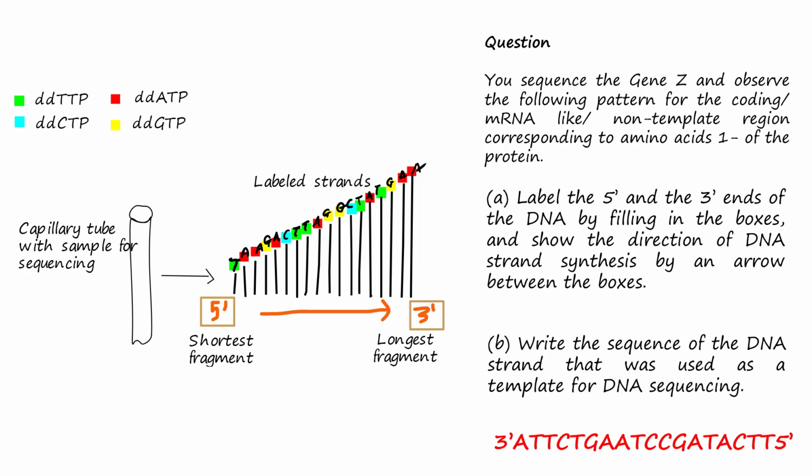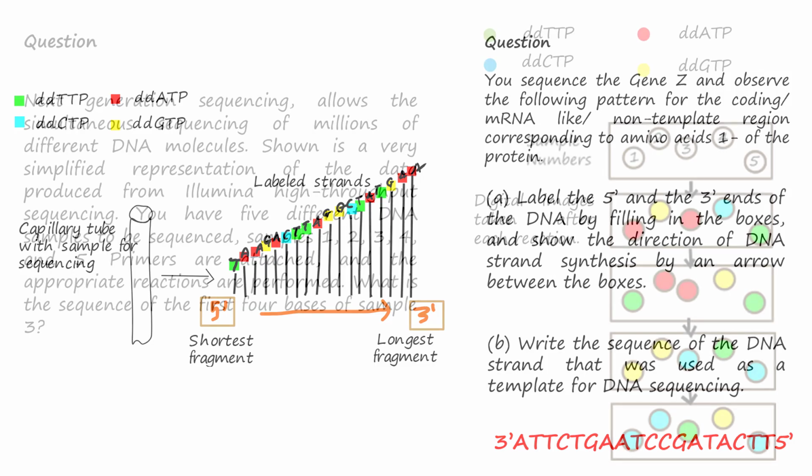The answer to A is the shortest fragment has to be the 5' end and the longest at the 3' end, as nucleotides are added to the 3' end of the primer. The answer to B is 3' ATT CT GAAT CC GATA CTT 5' because the template strand is complementary and antiparallel to the DNA strand sequenced.